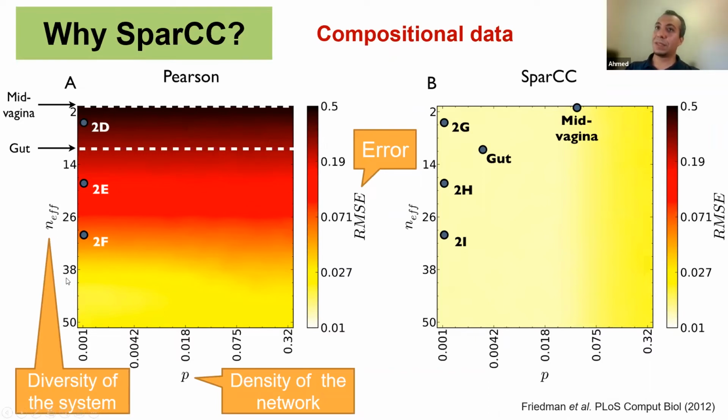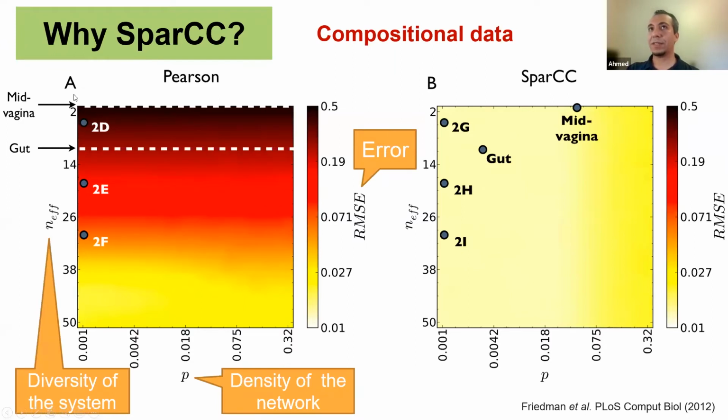And on the y-axis here, you have something that is called N effective, which is the number of effective taxa. That is a measure of the diversity. It's an index of the diversity of the system. And this is something that I'm going to explain more on the next slide. So it's really important to understand this.